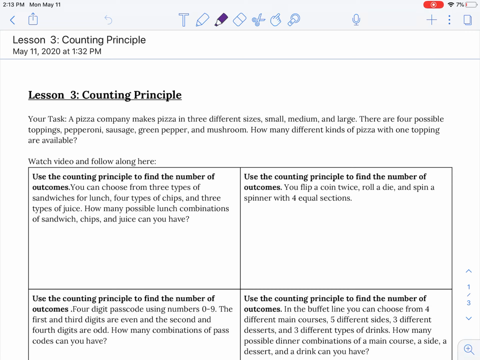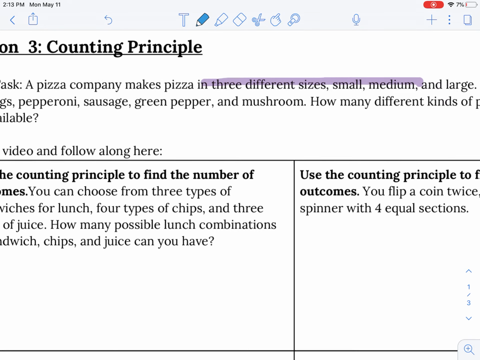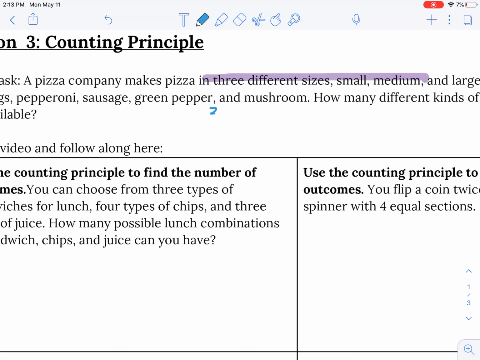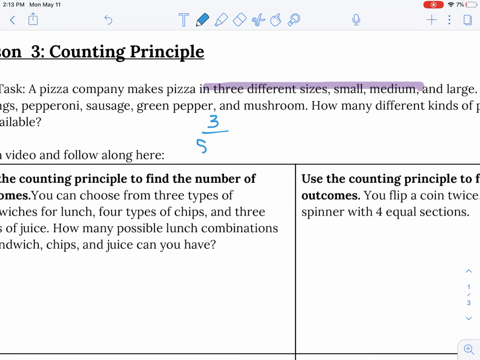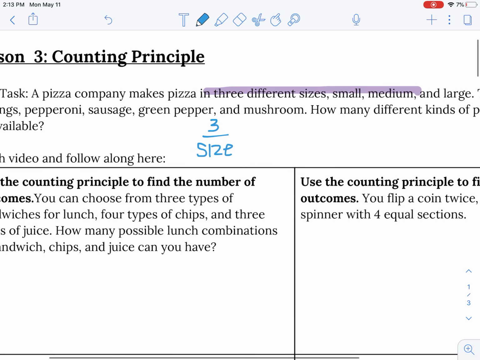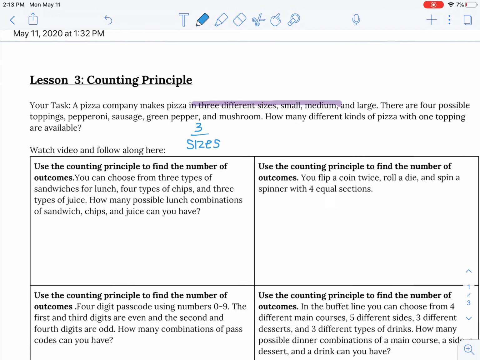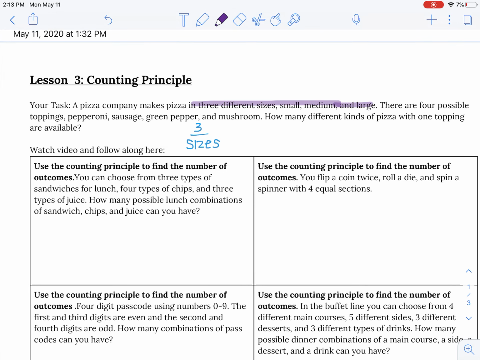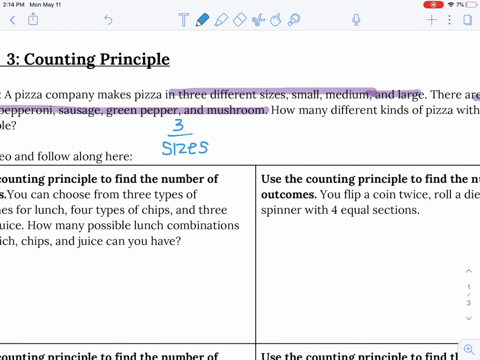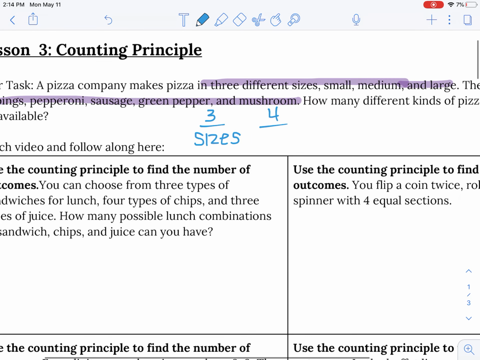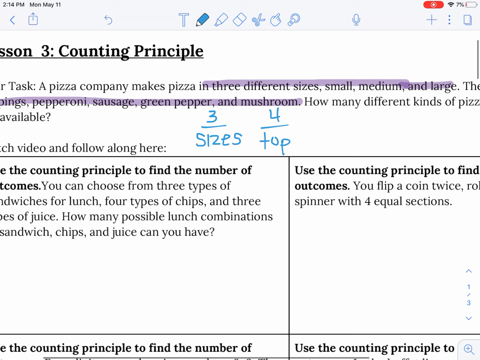If the company makes 3 different sizes, we're going to list that first. We're going to make that in a fraction format. We're going to say there are 3 sizes to the pizza, and the fractions are going to look a little different. They're going to have a number with a label to keep track of what you're counting. Then we're going to list the next thing: small, medium, large, 3 sizes. There are 4 possible toppings: pepperoni, sausage, green pepper, and mushrooms. So we're going to list 4, and we're going to label that toppings. And so that is all the information we're given.